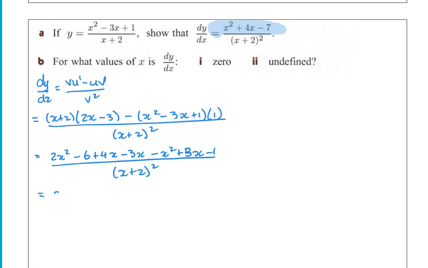So just some simple algebra on the top. And we're showing, so we need to show our working out. We can't just write it down.